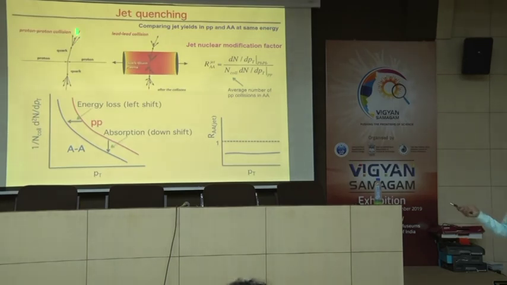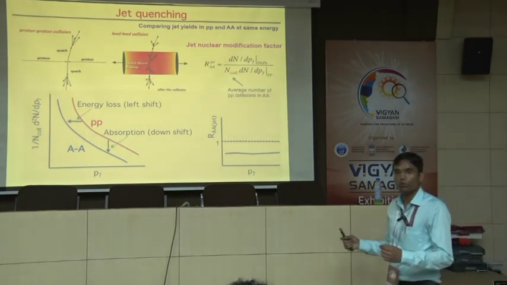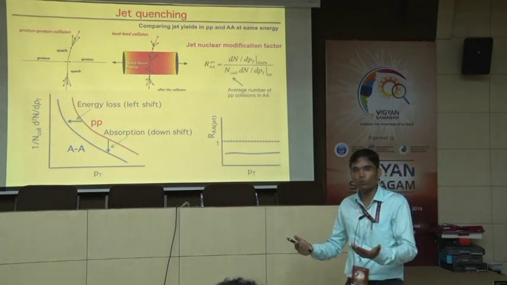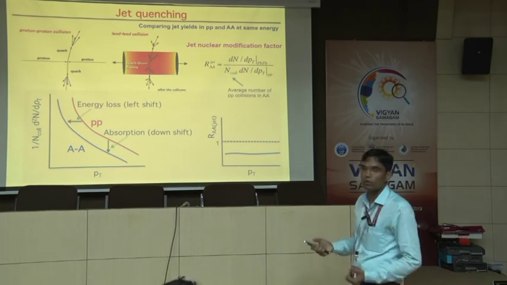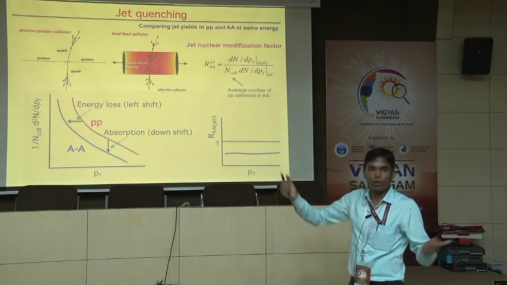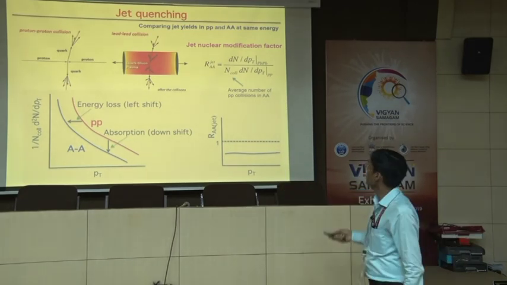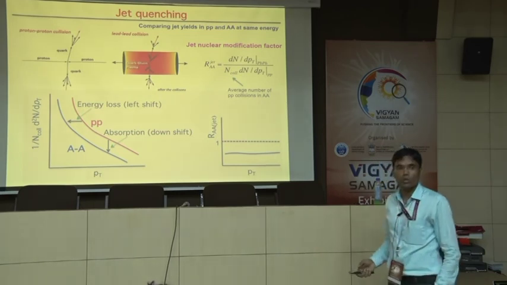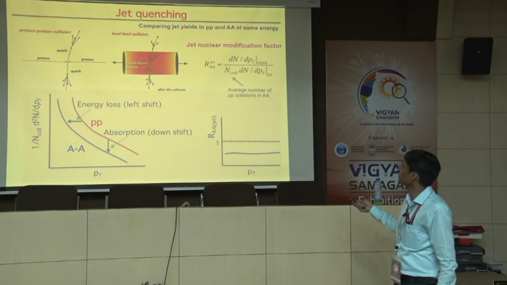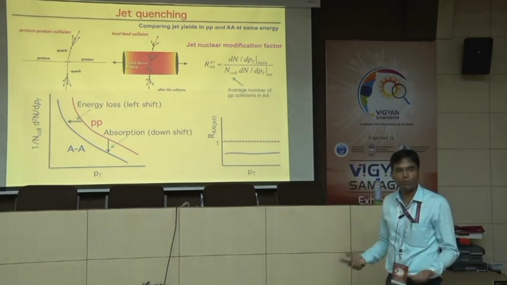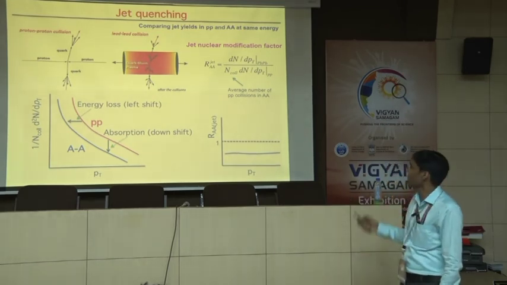Let us look at this. This is the proton-proton collision where there is no QGP or no medium formed. Two jets are coming out from the collision system. This is in heavy ion. Two jets are coming out from the collision system, but they are also passing through the medium. So they will be modified. And in a very simple way, what can happen?